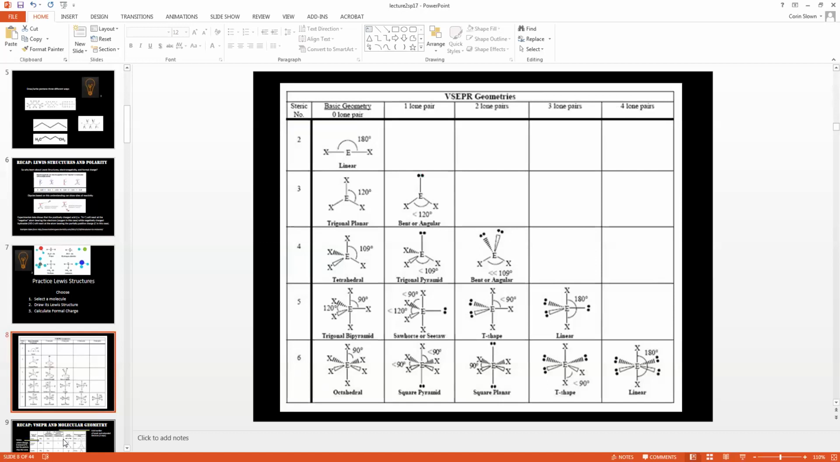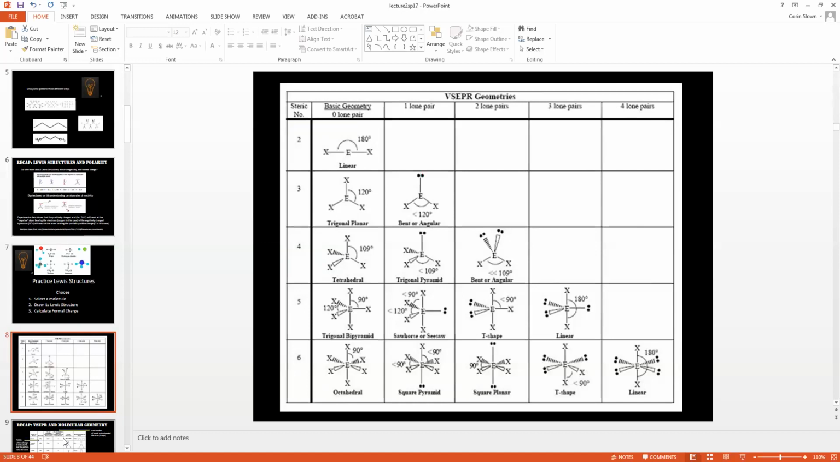Atoms want to be as far apart from each other as possible on a molecule. And that goes back to that idea of attraction versus repulsion. All molecules are going to optimize distance. They're kind of like siblings. You sit on your side of the car, I'll sit on my side of the car.